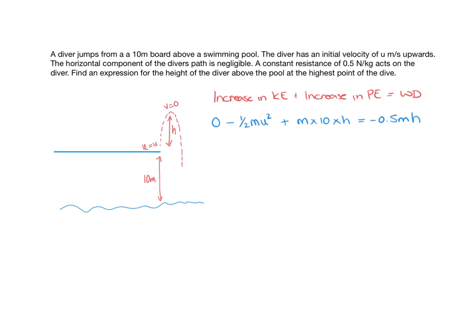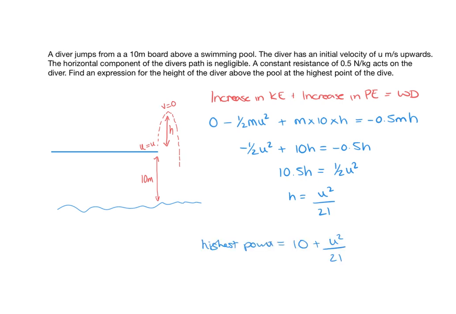Now you'll notice there's an unknown m throughout this equation, so I'm going to divide through by m to give us a cleaner equation. So this has left me with 10.5 h is equal to a half u squared. Now if I rearrange this to get h equals, this is going to leave me with u squared over 21. Now our final expression needs to be the height above the pool. So we need to add the 10 to this expression to get our final answer. So the highest point is 10 plus u squared over 21.